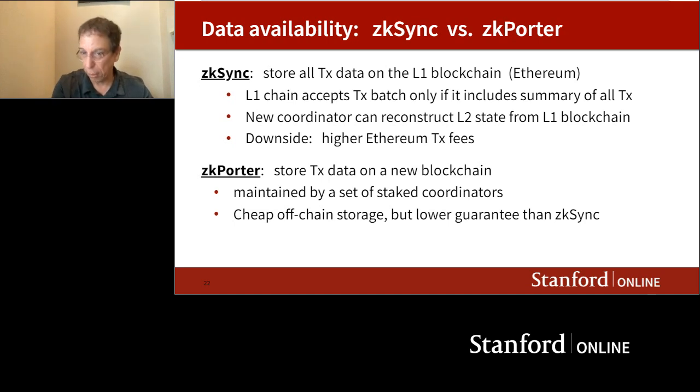Okay, so again, this is maintained by staked coordinators. We now have cheap off-chain storage, right? We just store it somewhere else, by these other backup systems, backup servers. And then if the coordinator that we're using dies, we can simply go to this other blockchain, recover all the transaction data, reconstruct the current states, and start a new coordinator to get it to do whatever we need to do.